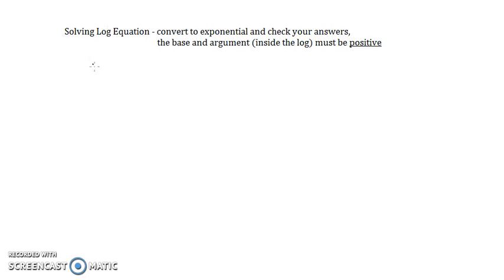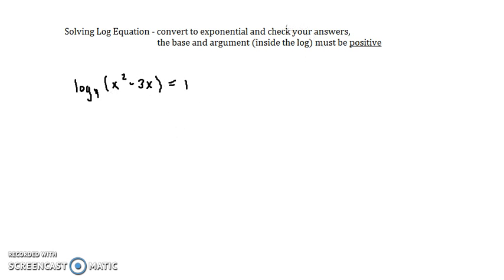Okay, so the next thing that we're going to look at is how to solve a log equation. So a log equation might look something like this. Let's say we have log base 4 of x squared minus 3x is equal to 1. So we see the log in there, we see that it's an equation, and the way that we're going to solve these is we're going to convert to exponential, and when you convert to exponential it should be something that you know how to solve.